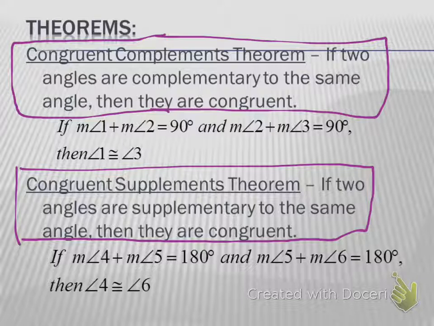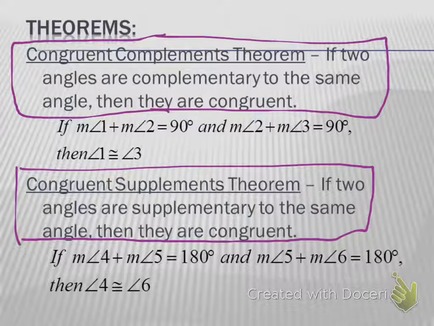So the first theorem is called the congruent complements theorem. This says that if two angles are complementary to the same angle, then they must be congruent. So I told you didn't have to write down the part that follows that, but I do just want to look at that for a second. So basically, if the measure of angle 1 plus the measure of angle 2 gives you 90, and the measure of angle 2 plus the measure of angle 3 also gives you 90, angle 1 and angle 3 must be congruent. They must be the same thing.